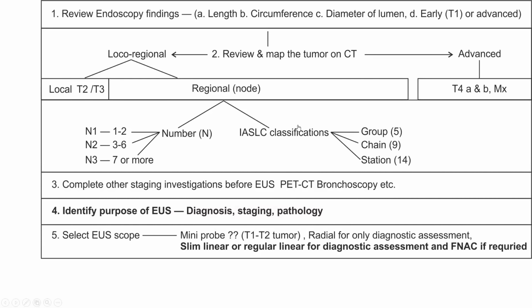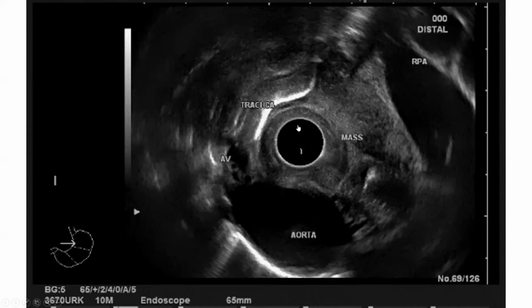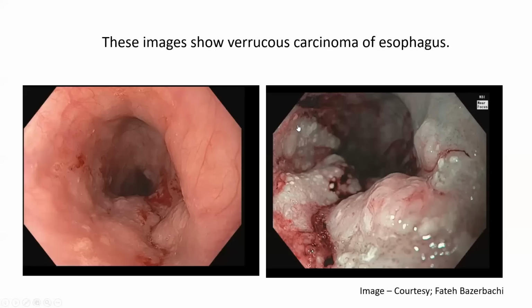It is a mini probe, radial probe, linear probe, regular linear probe, slim linear probe, or an EBUS scope, an endobronchial ultrasound scope. The selection is much easier, but as I said, the probe depends on the endoscopic finding and the diameter of the lumen, and if normal, these various probes can be used. This is an example where the radial probe was used and the tumor was assessed, a circumferential tumor. The trachea is anterior, the mass on the right side, the aorta on the posterior side.